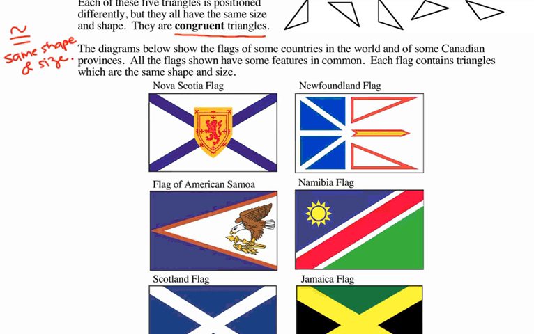So in the first flag, the Nova Scotia flag, where are the congruent triangles? There's A and A, B and B. If you imagine them going like this, like finishing off. How about in Newfoundland? Where are our congruent triangles? The blue ones are all congruent, and the red ones are congruent. Flag of America, A and A, congruent triangles.